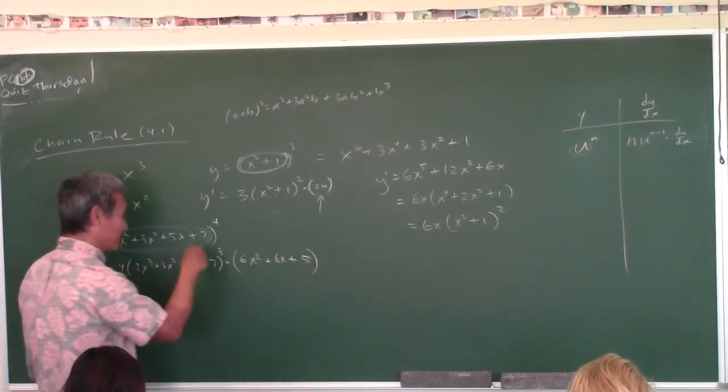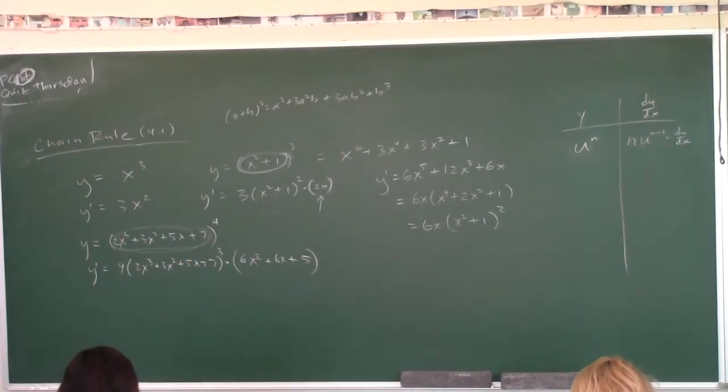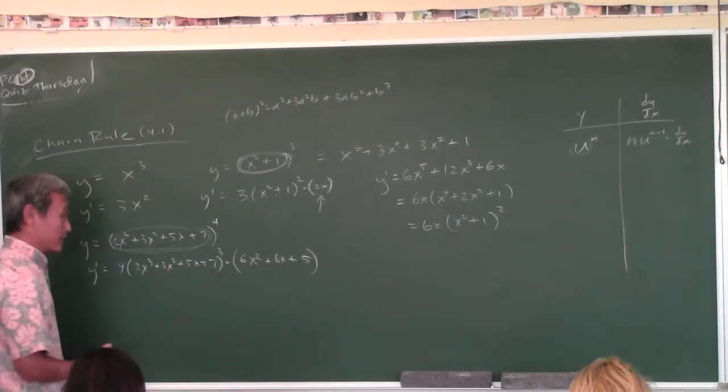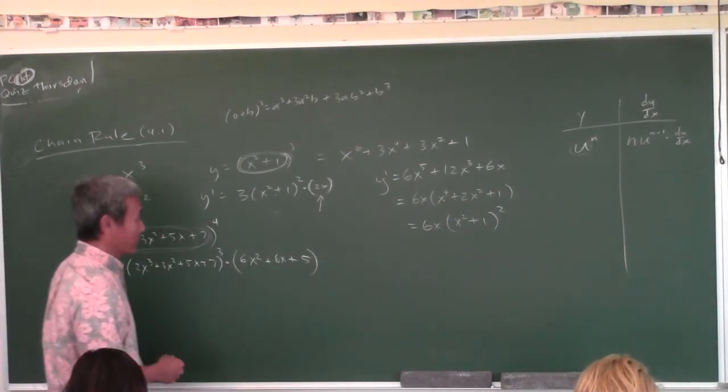6x squared plus 6x plus 5 plus 0. Boom! Isn't that a lot faster than multiplying it out? This is what's known as the chain rule. Okay, let's do another one. See, the thing about getting good at the chain rule is you just gotta do lots of problems. That's what you gotta do.